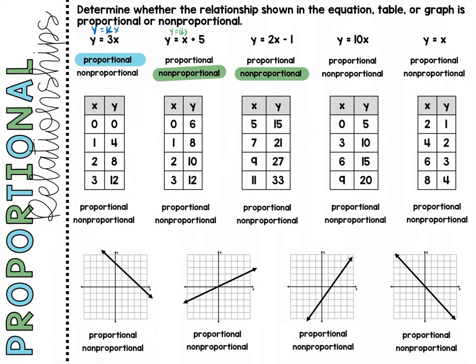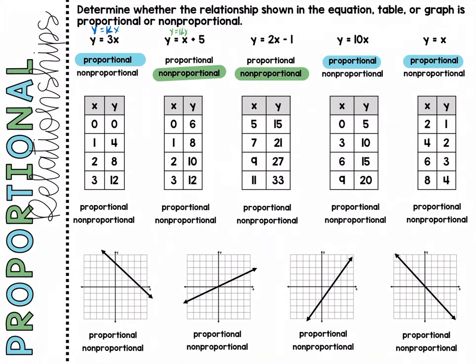y equals 10x is proportional, and y equals x is proportional. Because it's just y equals x, the k would be considered 1. Okay, so that's for equations. You're literally just looking, does it fit the format y equals kx? Okay, and so then let's look at these tables.